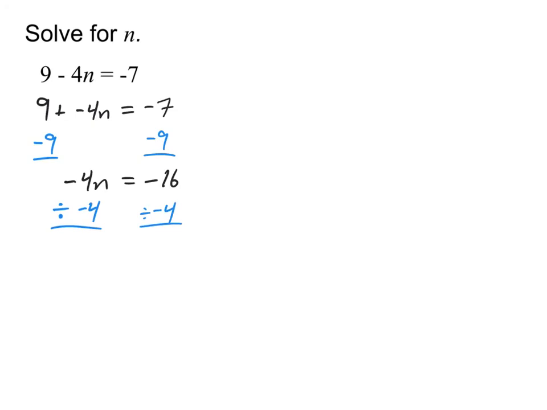All right. That then leaves us with n equals, on the right side, we're doing a negative divided by a negative, which is a positive. So that will equal a positive 4, because 16 divided by 4 is 4. That then is our final answer, and we're done.